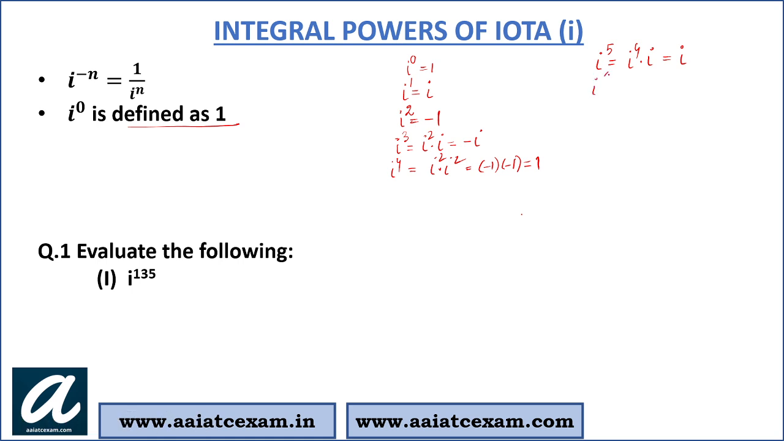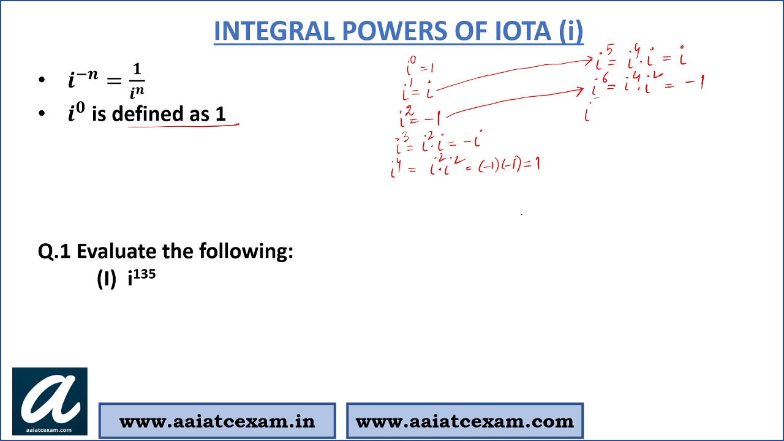Then if you are calculating iota raised to power 6, I can write it as iota raised to power 4 into iota raised to power 2. Iota raised to power 4 is 1 and iota square is minus 1. So the value of iota raised to the power 6 is just similar to that of iota square, as iota raised to power 4 is equal to 1.